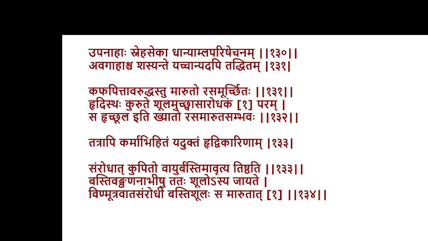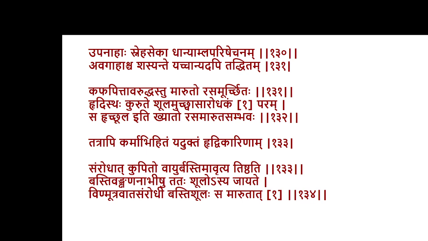the other options. Kapha pitta avaruddhastu marato asamurchita hridistha kurute shulam uchvasa arodhakam param sahritshula iti khyataha rasa marata sambhavaha. Another variant of the shula is hritshula, and there the patient would have pain in the chest due to abnormal passage of vata, pitta and kapha, and often produced due to rasa and vata. Tatrapi karma bhitam yaduktam hridvikaranam. All hridroga protocol is to be followed.